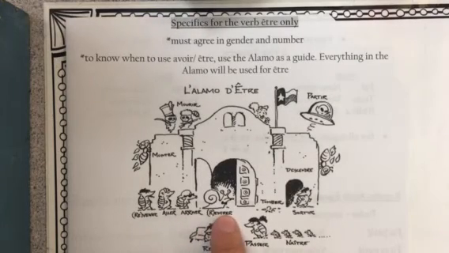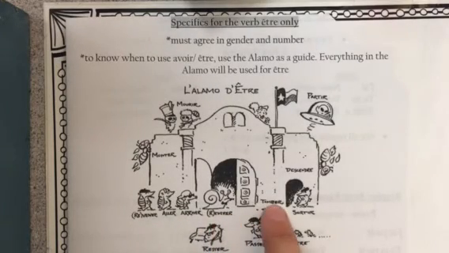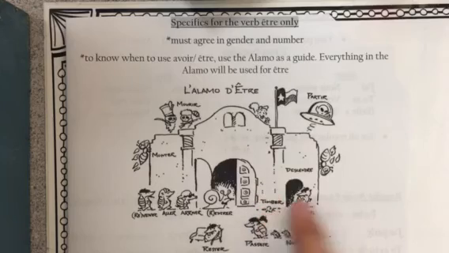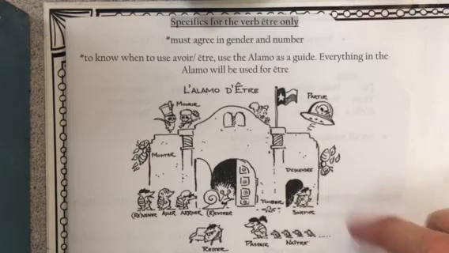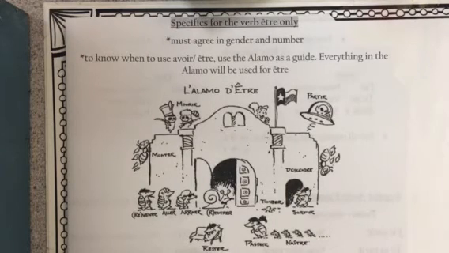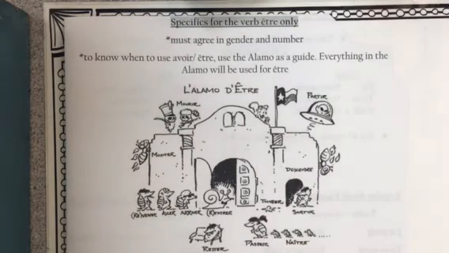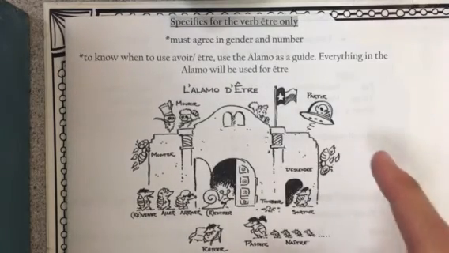Arriver, entrer and rentrer. There's two there. Tomber, his little ice cream fell. Tomber. Partir. And then you have descendre and sortir. He's going out. Rester. Passer and naître, to be born. Okay. So, like I said, I'll give you guys a copy of that one. These are the only ones you use être with.